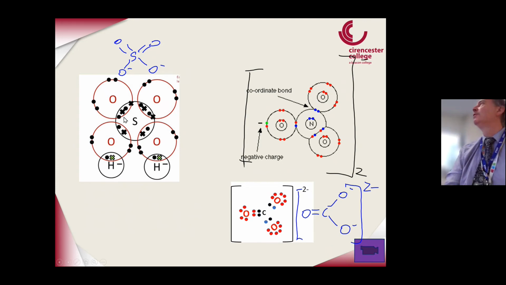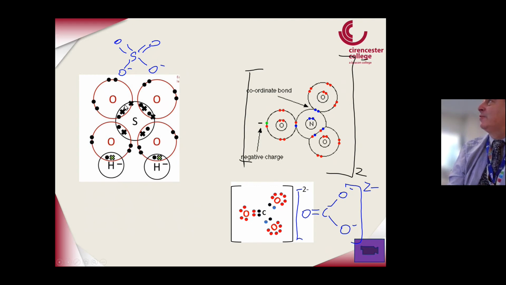Okay, you've got 4 oxygens, and it's 2 minus overall. That means that basically the oxygen has got an extra electron from the hydrogen. So that's those crosses there. 1 cross there is an extra electron, 1 cross there is an extra electron. That means it's 2 minus overall.